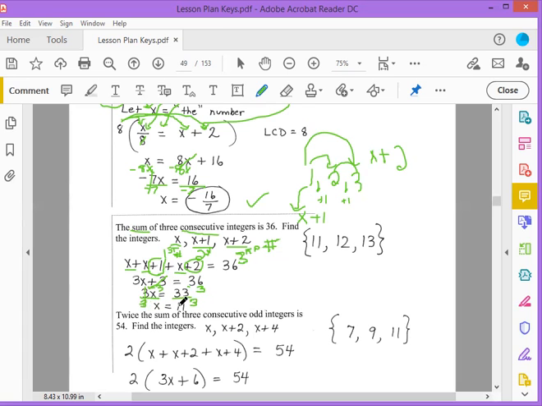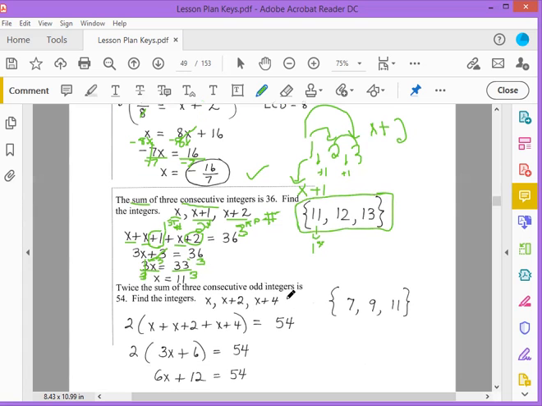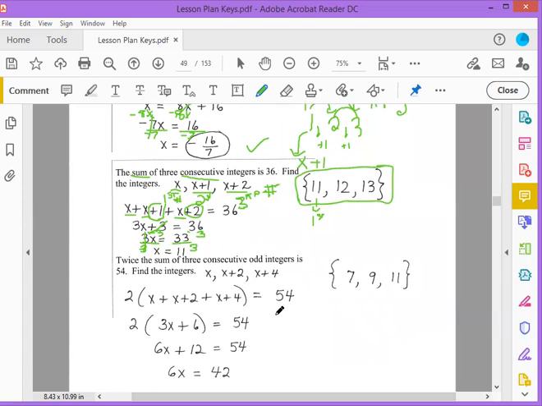We'll get x equals 11. Remember, x is the first number. So to get the second and third numbers, we add 1 and then add 2. So the 3 consecutive numbers are 11, 12, and 13.